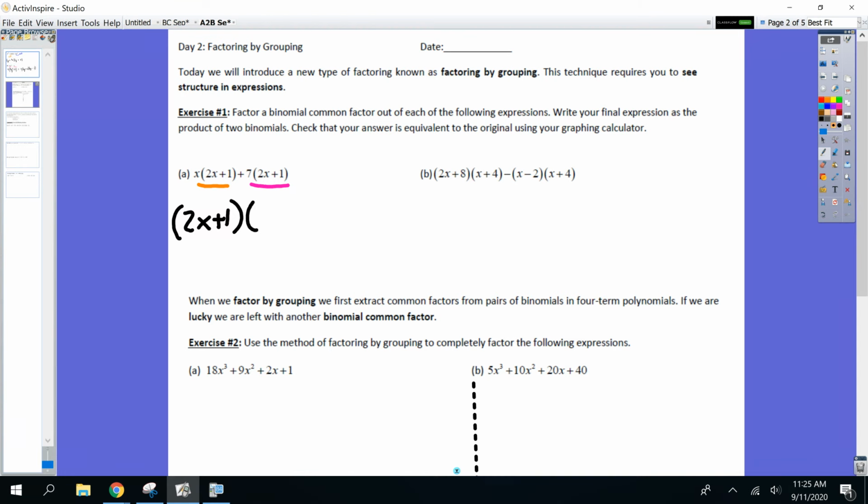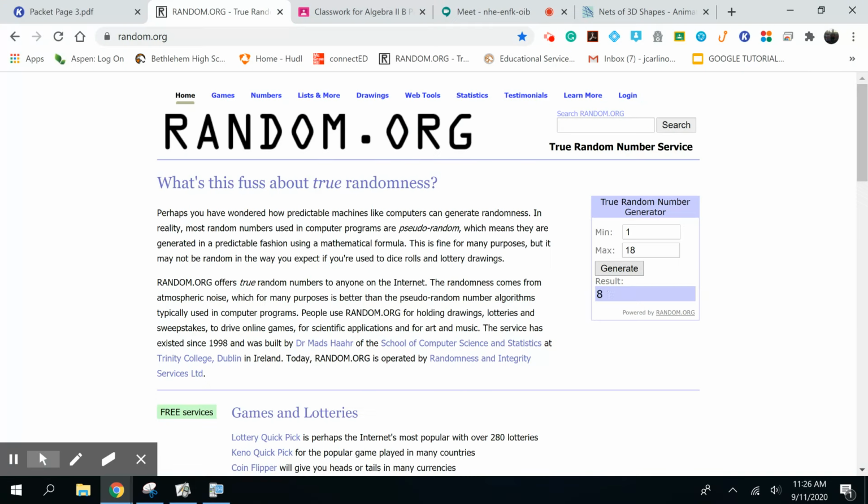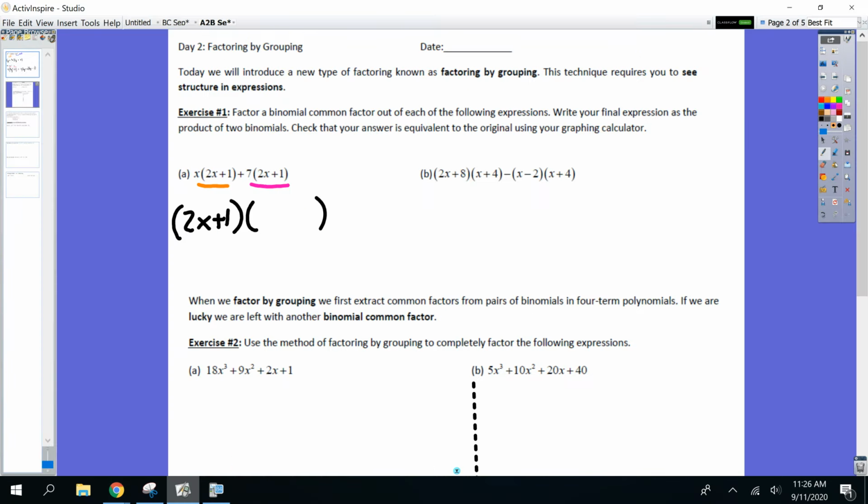And in the second parenthesis is what is left when you take out a 2x plus 1 from the left and the right. From the left, when you take out a 2x plus 1, what's left? Everybody see that? Just x is left. And on the right, what's left? 7. Darn right. Everyone see that? Took out a 2x plus 1. X plus 7 is what's left over.